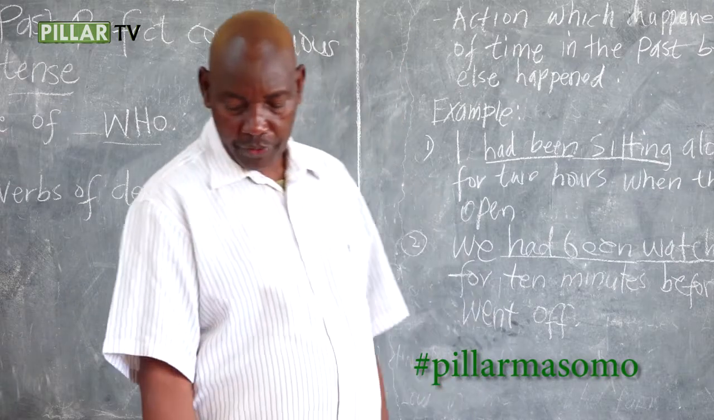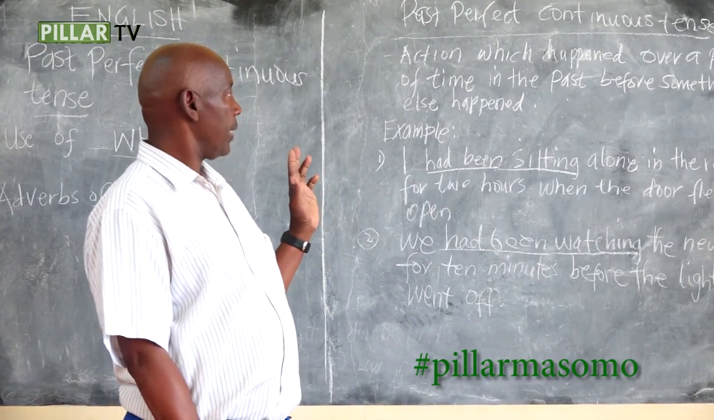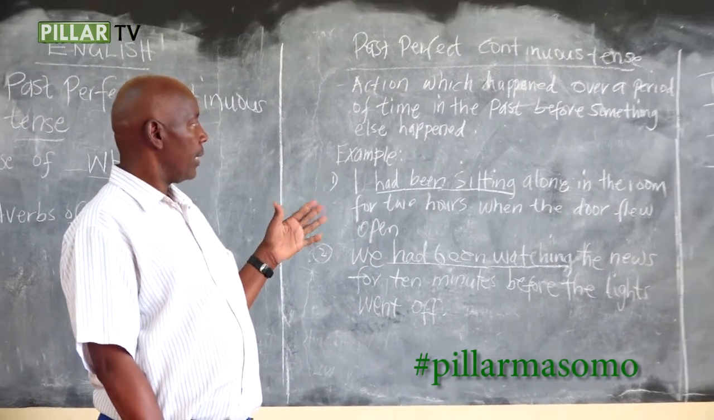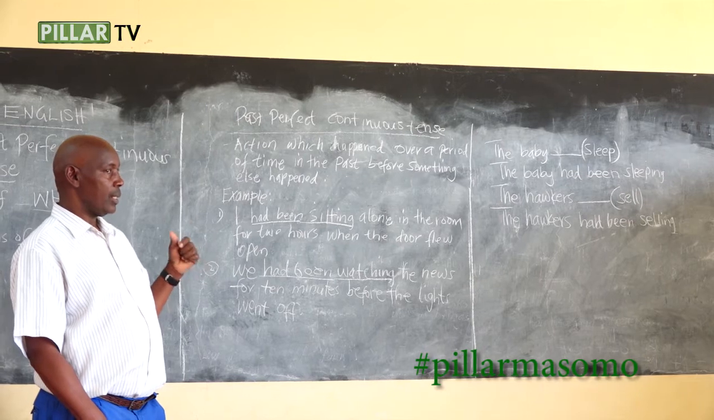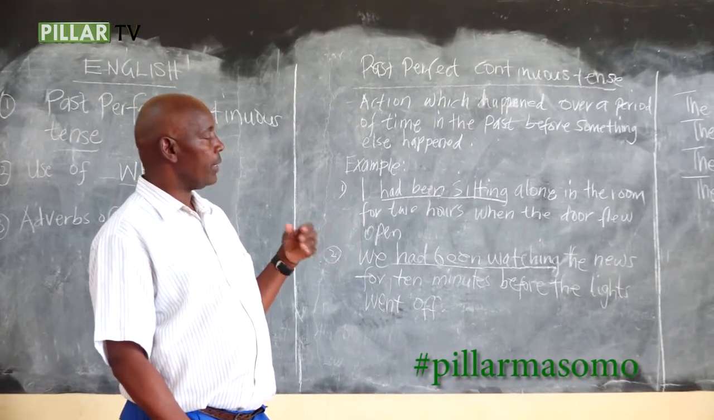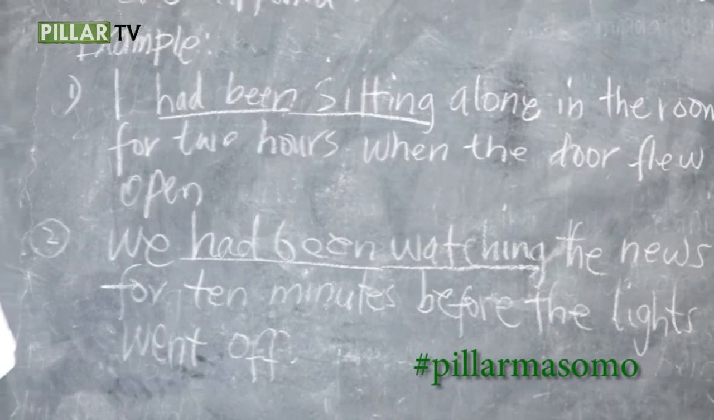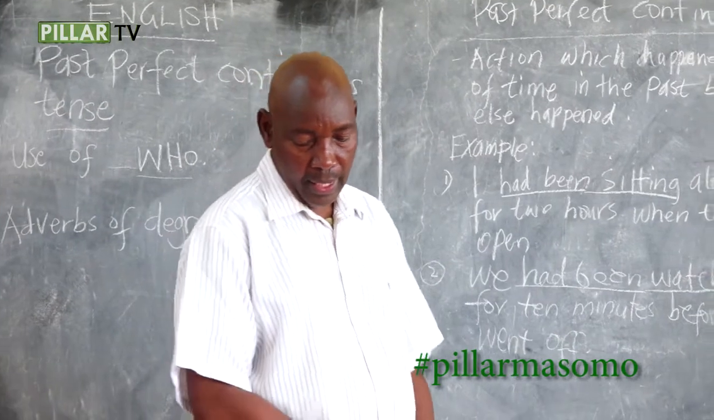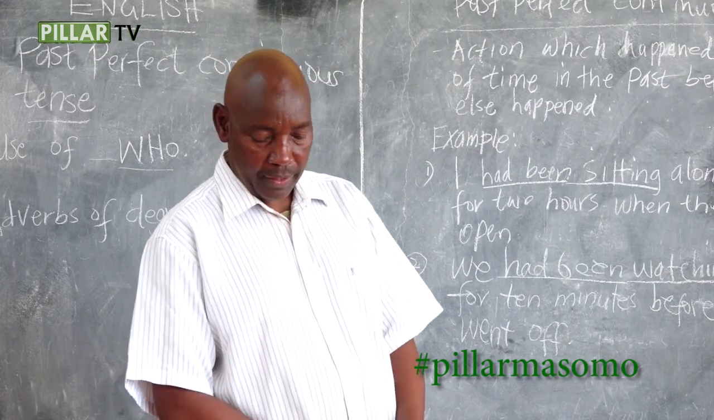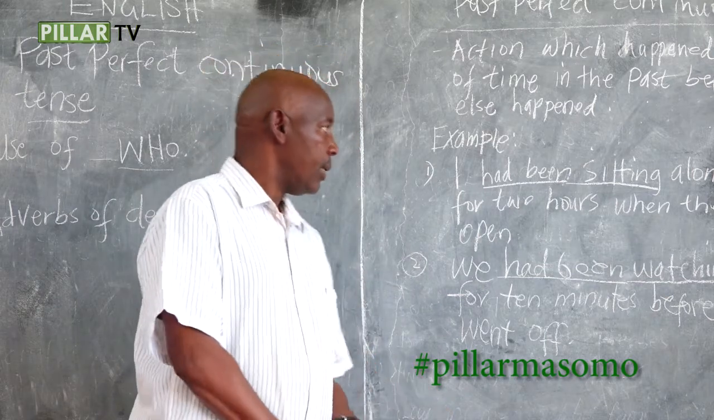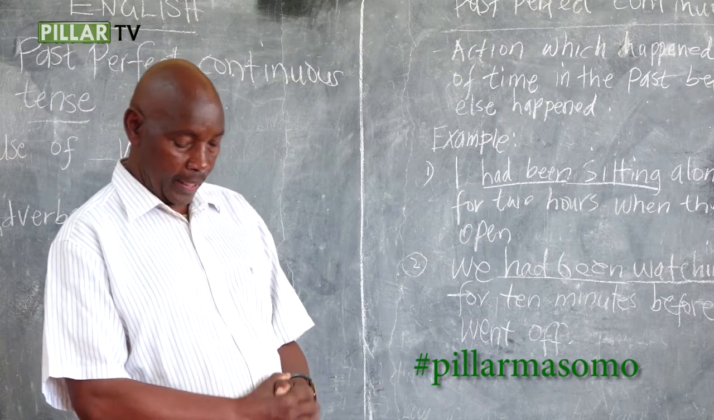Now, having said that, you have seen that when you want to talk about an action which happened in the past, sometimes before something else happened, we use had been happening, had been sitting, had been selling, had been sleeping, had been walking. All those are used whenever we are considering the past perfect continuous tense. I have seen that you are now comfortable writing or changing sentences into the past perfect continuous tense.